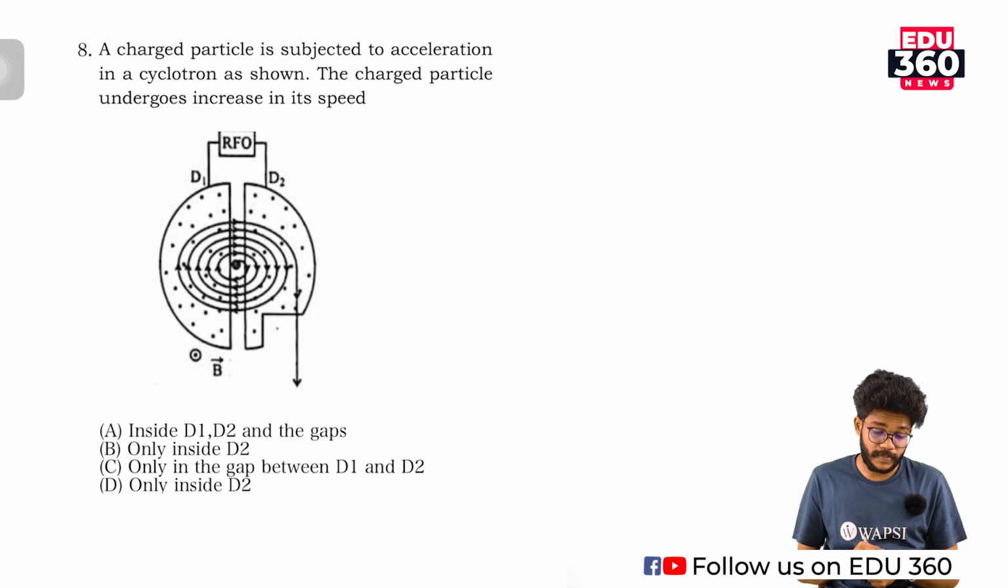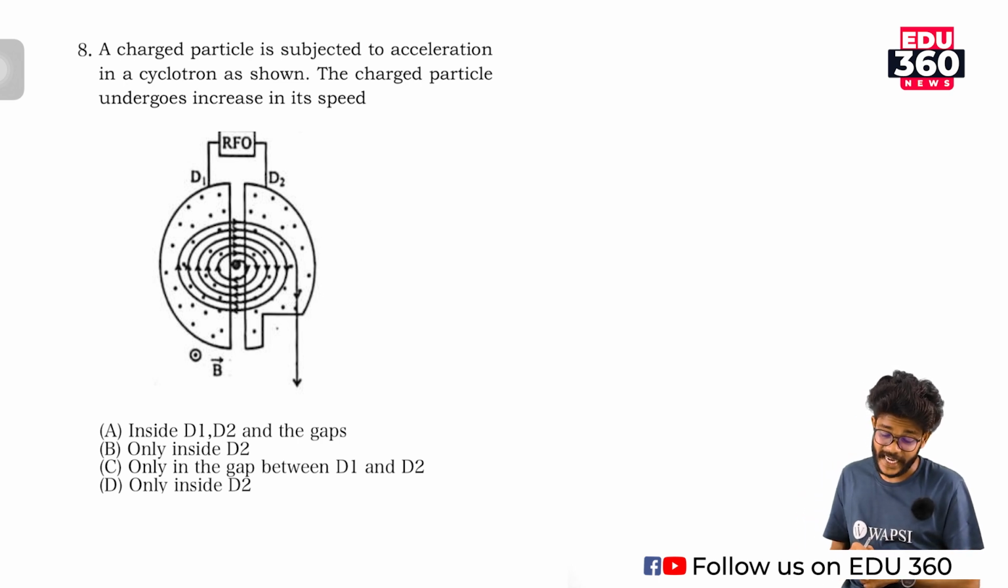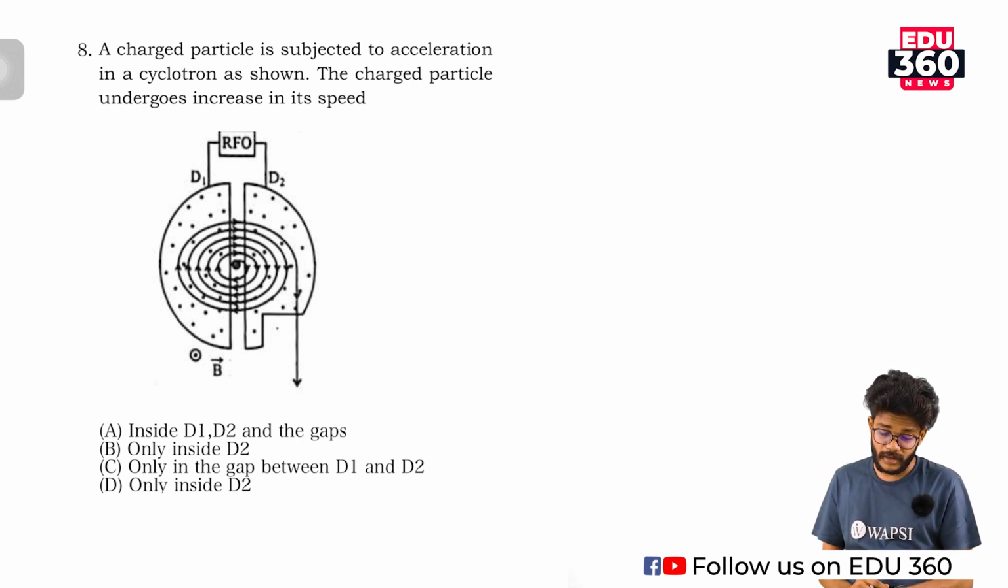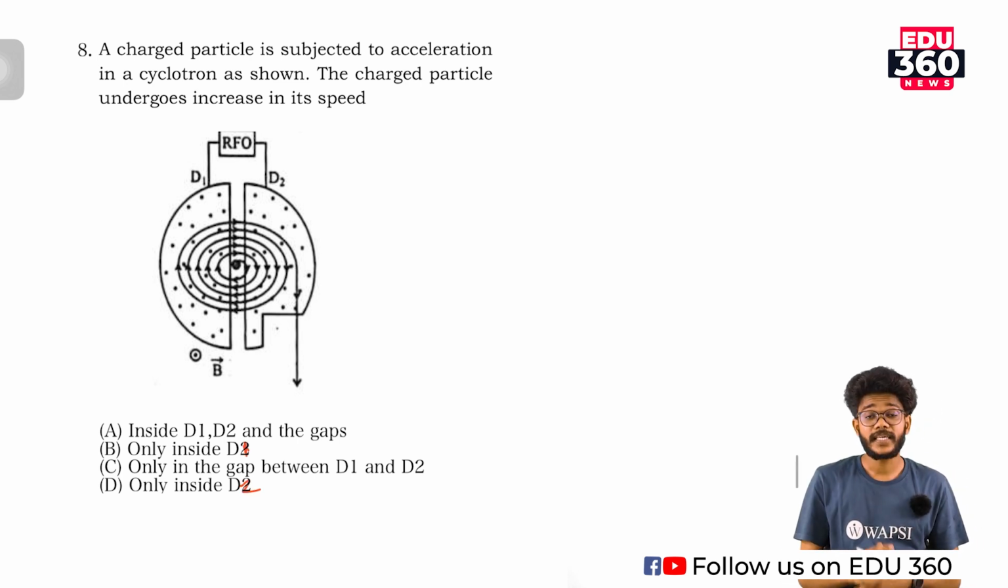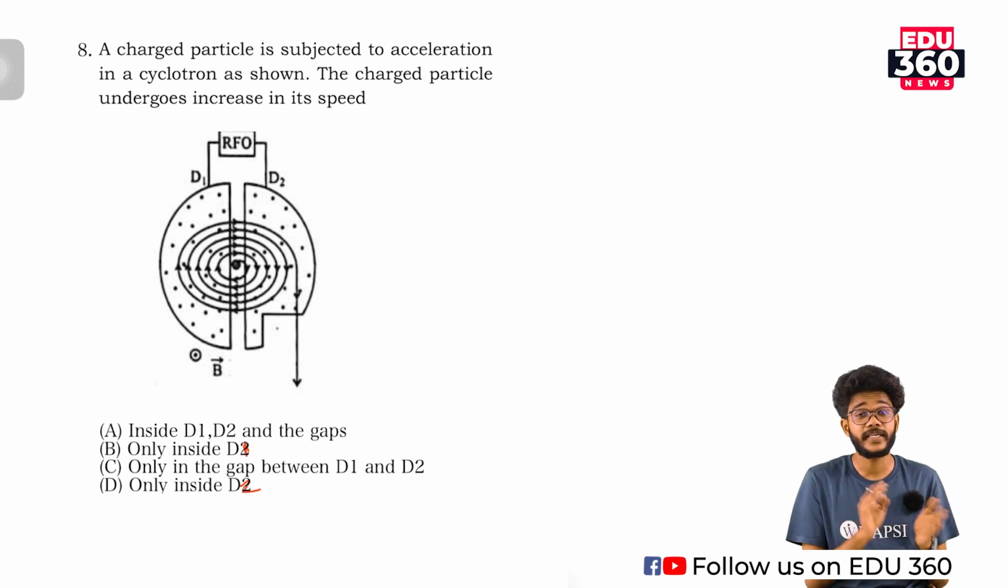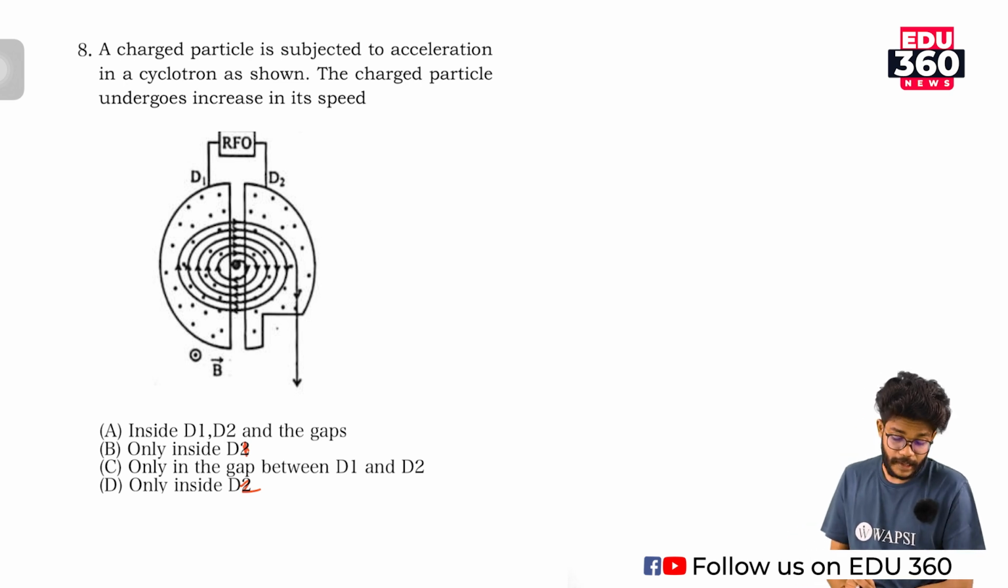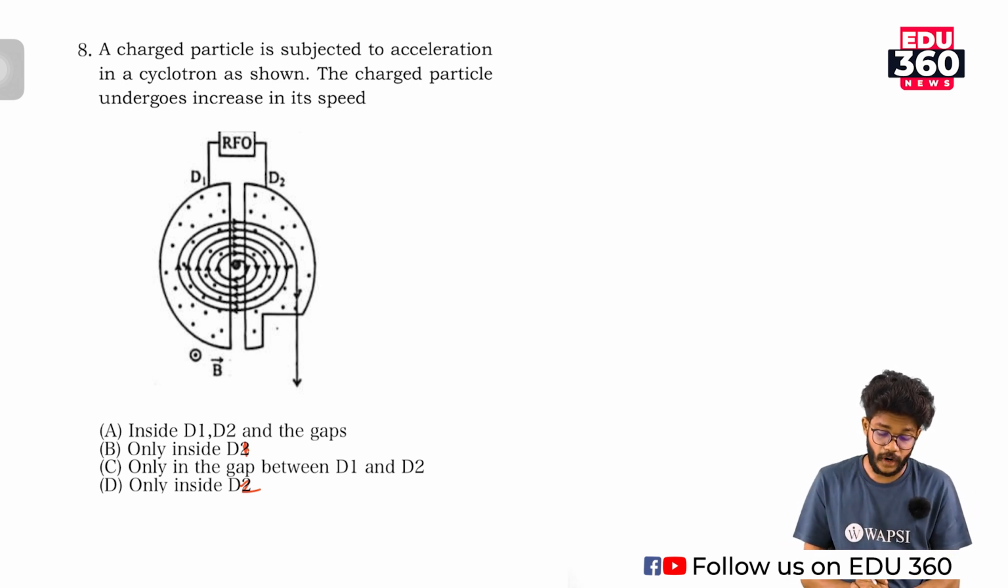The charged particle undergoes an increase in its speed. Options: only inside d2, only inside d1, this is d1 and this is d2, those kinds of options are wrong. Both d1 and d2 are the same. Inside d1 and d2 and the gap is one option, and only in the gap between d1 and d2. Which option is correct?